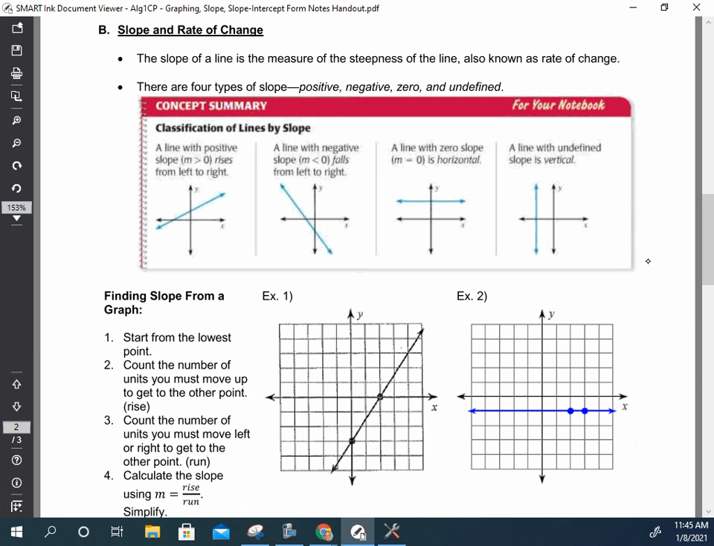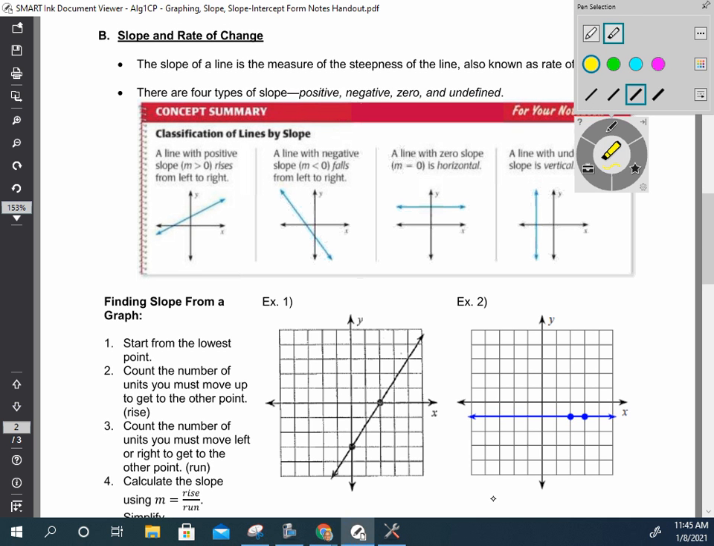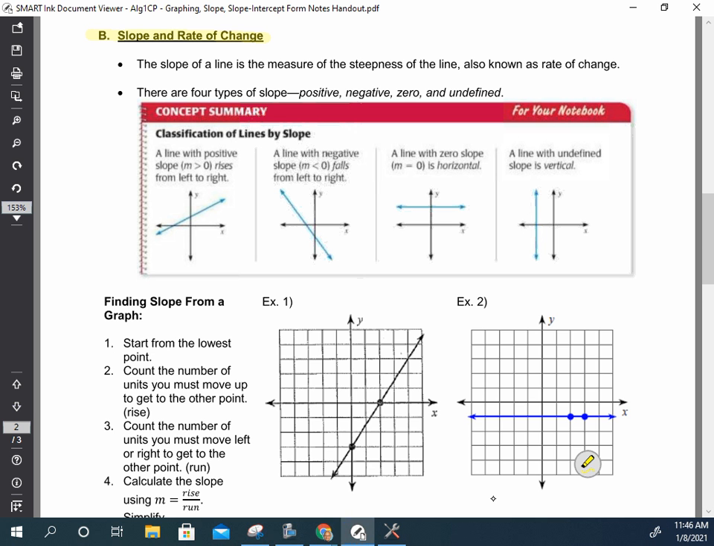So let's go to part B. Now I'll bring my highlighter out. So for part B, we're talking about definition stuff. So there's definitely going to be things that should be in your notes now. So part B, slope and rate of change. So I highlighted the title, so that means you should have the title. So the slope of the line is the steepness of a line, also known as rate of change.